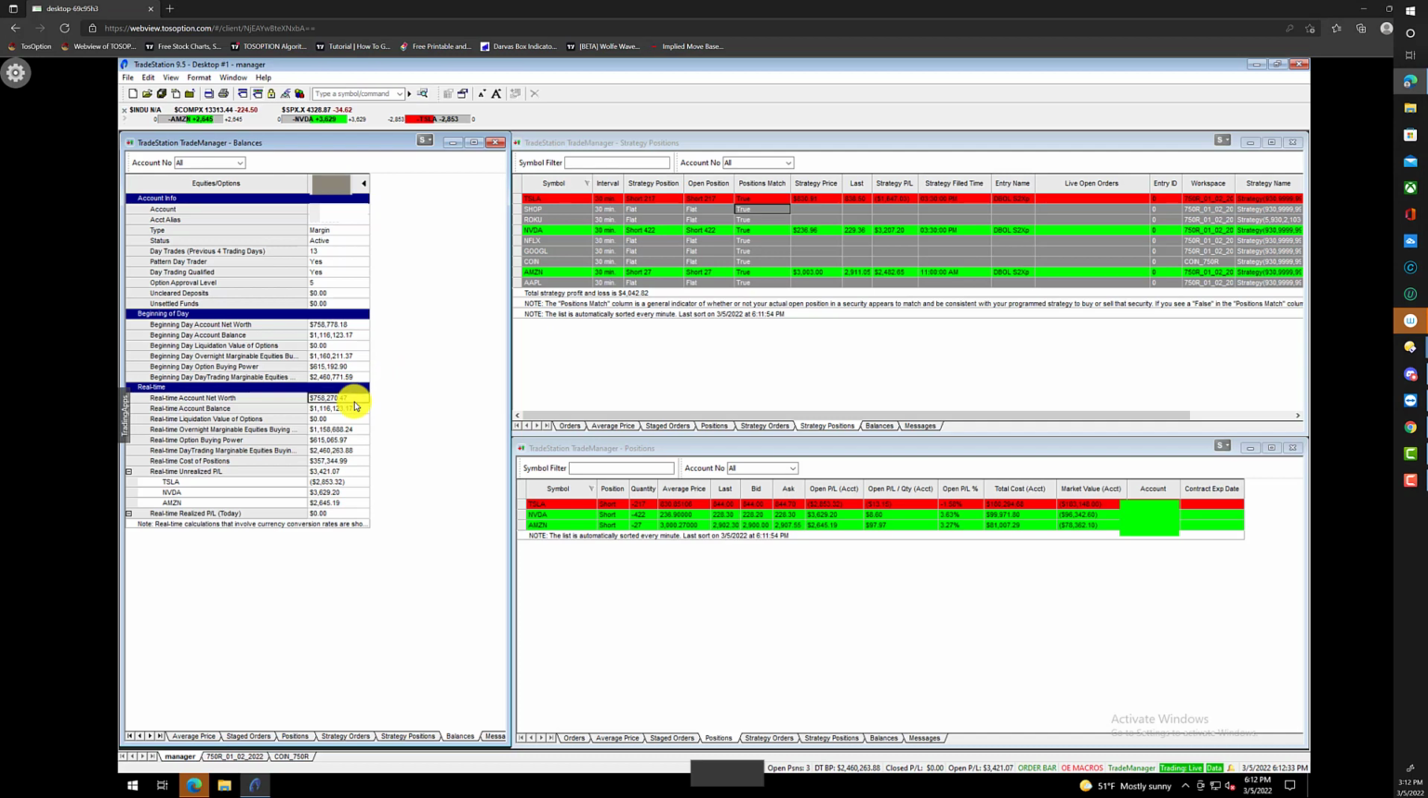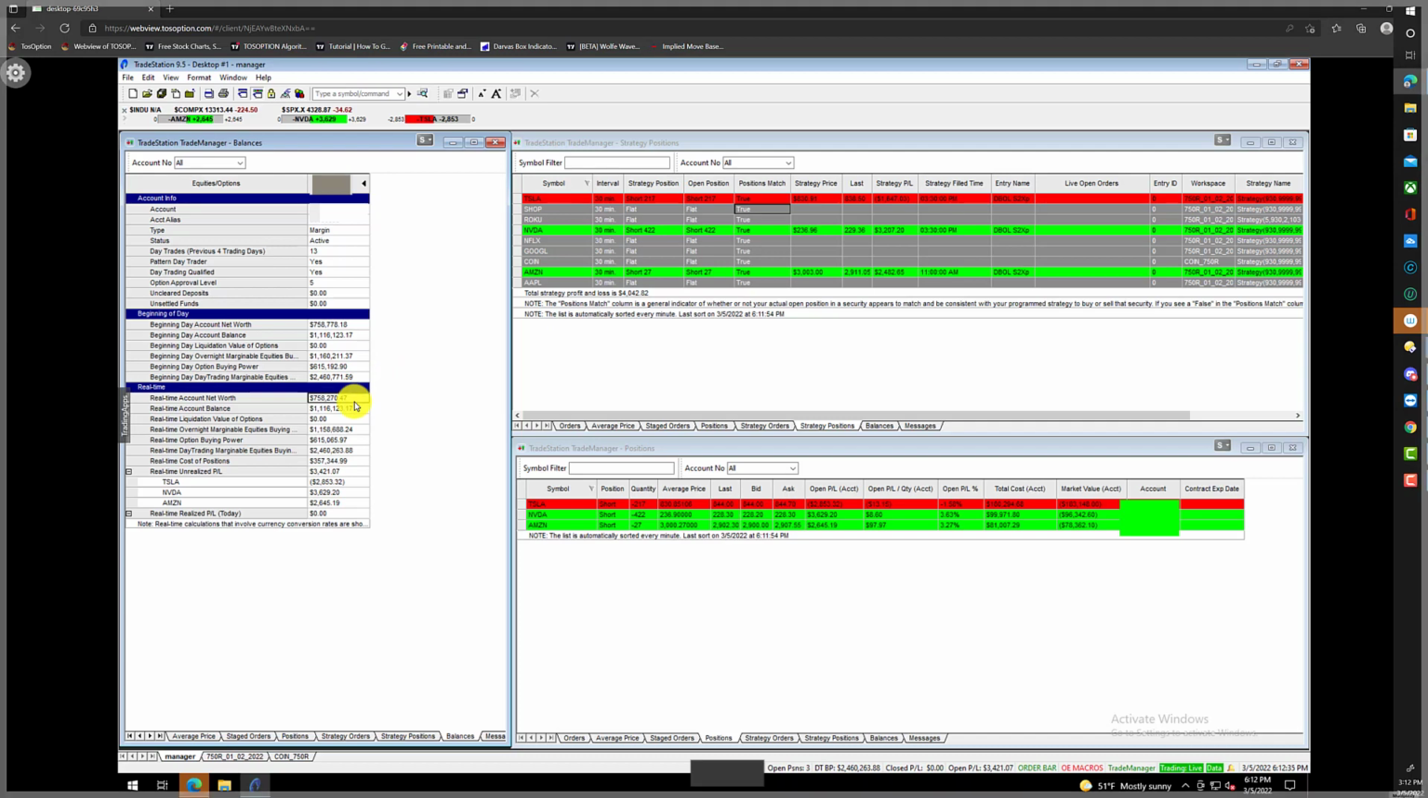Okay, so in this case, when you look at the balance at $758,778.18, that's higher than the $758,270.47 by about $500. So it lost $500 on this specific day. I think the market was crashing that day, so not bad.